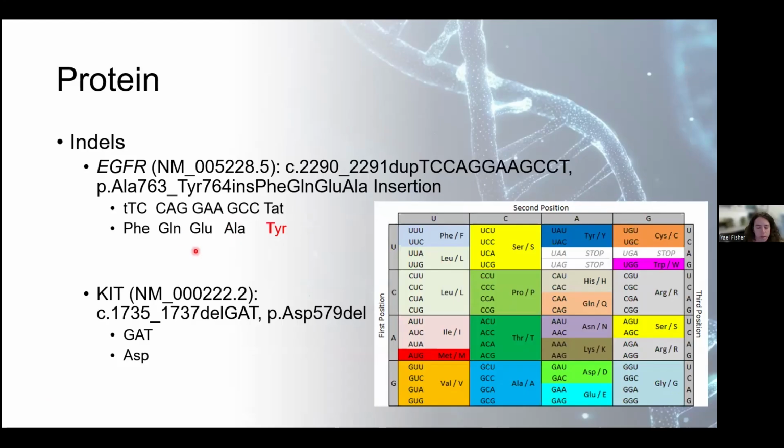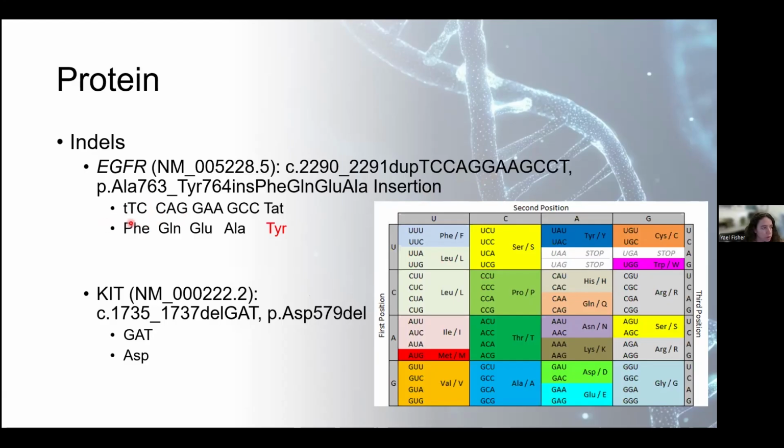When we're talking about insertions or deletions, then it's a bit more complicated to translate it into the protein. So in this case, we have a duplication, inserting this series of base pairs right after base pair number 2290. And sometimes it's not exactly the reading frame that we see here. So in this case, the reading frame actually started one base pair before the TC that was inserted.